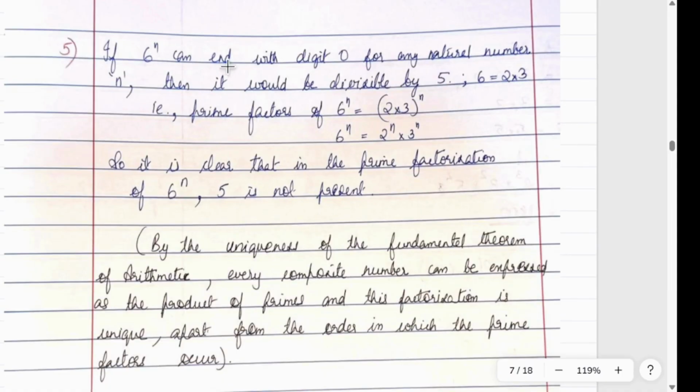If 6 raised to n could end with 0 for any natural number n, then it would have to be divisible by what? It should be divisible by 5. But the factors of 6 are 2 into 3.